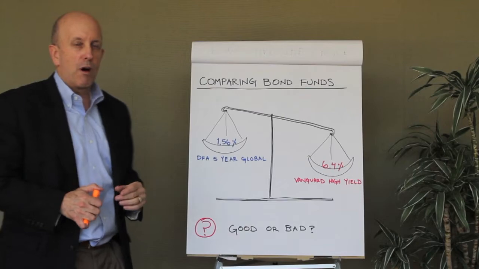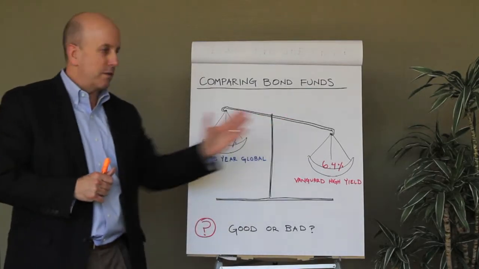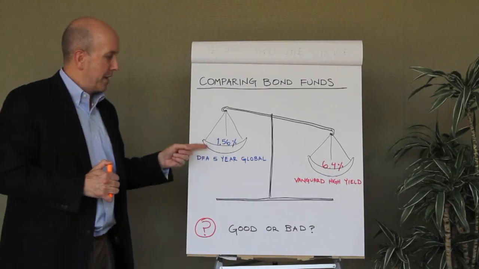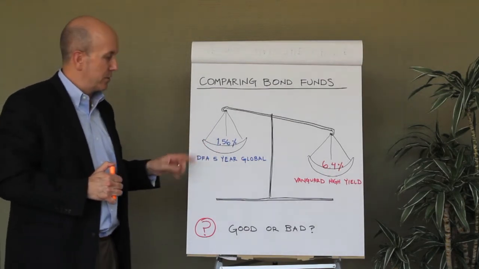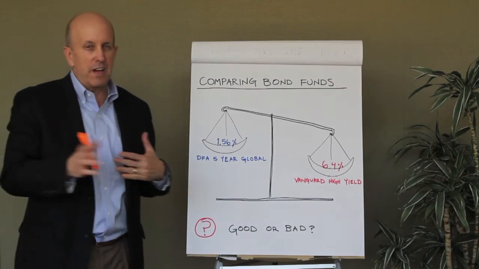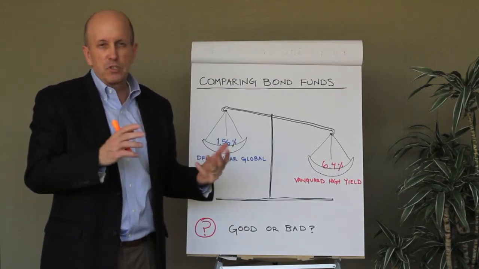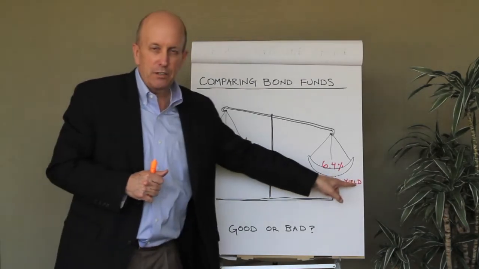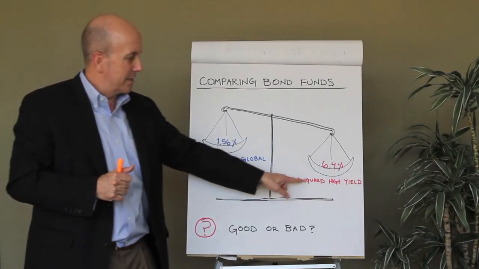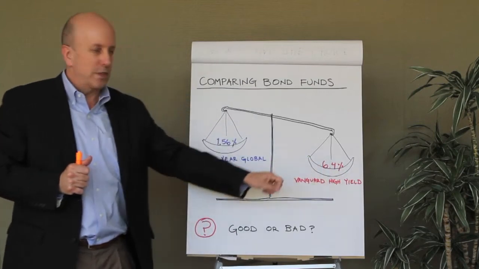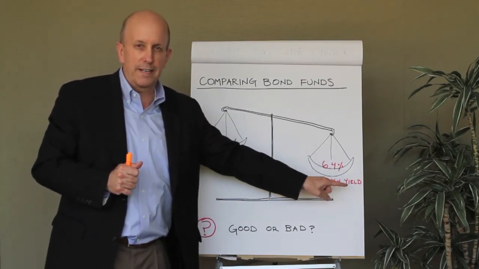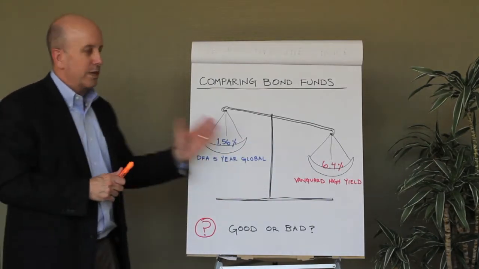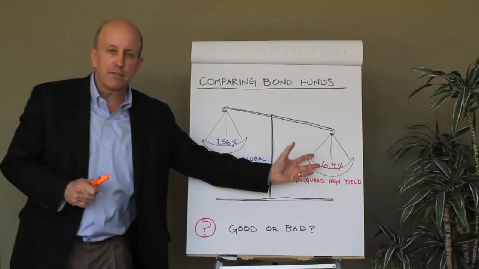Now, if we're comparing bond funds, here are 2 different bond funds. One is the DFA 5-Year Global Fund with an average maturity of under 3 years. So it says 5 years, but it's really not 5 years. It's 2.5 to 3 years. The Vanguard High Yield Fund, notice it says high yield, what they really should say is Vanguard Junk Bond Fund to accurately describe it, is yielding 6.4%. So which is better? And how do we explain the difference?